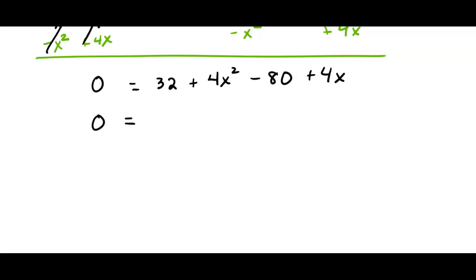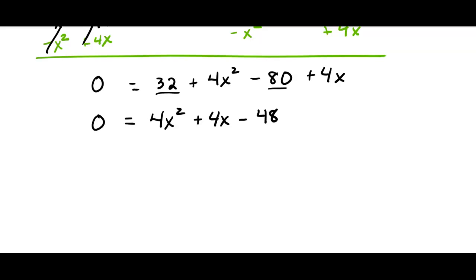All right, so I'm going to do a couple things. I want to put it in standard form. So the 4x squared, I'm going to write that first, then the 4x. And then I need to know what 32 minus 80 is. It's negative, I'll say 48. I'm pretty sure it's 48. Yeah, okay. Phew. All right, so we got it to be a trinomial there on the right-hand side. It's quadratic. It's set to 0.